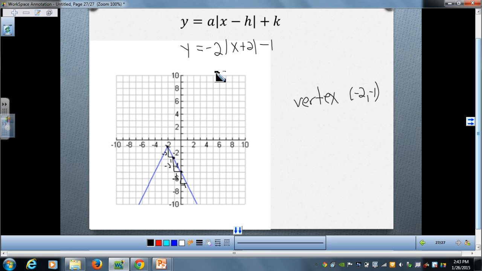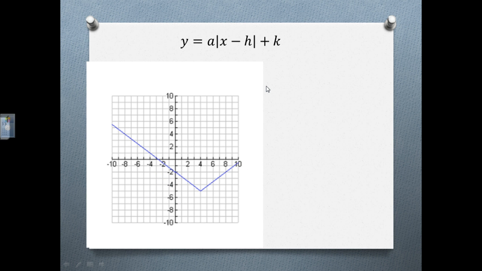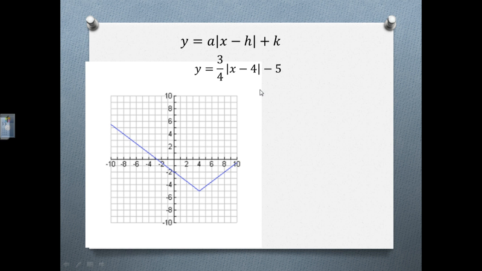All right, so at this time I'm going to give you a few examples, starting with this one, where I would want you to pause the video. I would like you to try to write the equation of this absolute value graph, and then check your answer. So go ahead and pause the video and then turn it back on to find the answer. Okay, so let's take a look at the answer. You should have come up with the equation y equals 3/4 times the absolute value of x minus 4, minus 5.